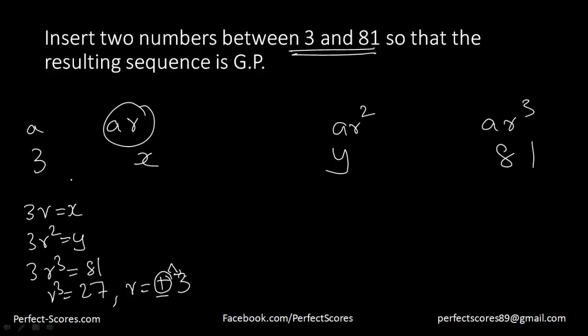So that means this number is going to be 3 times 3, 9. This number is going to be 9 times 3, 27. Fine. So we made a little mistake here. This is going to be positive 3 only, because if the cube of a number is positive, then the number has to be positive. So it's going to be 3, 9, 27 and 81, which is my answer here.